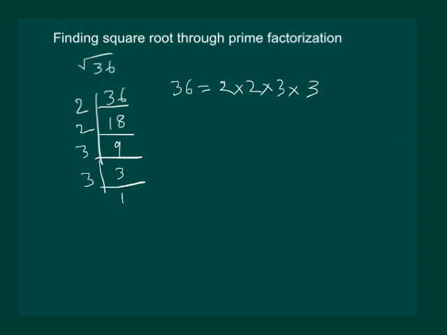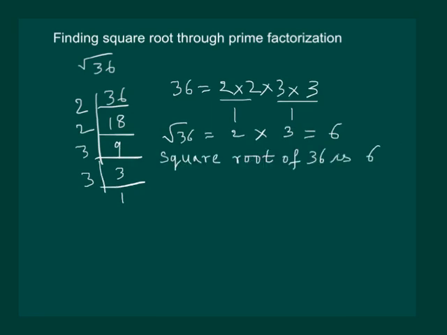Our next step is to pair the numbers. We will pair 2 with 2 and 3 with 3 and then pick up one number of each pair. Then under root of 36 will be equal to 2 into 3, that is equal to 6. So we can say that square root of 36 is 6.